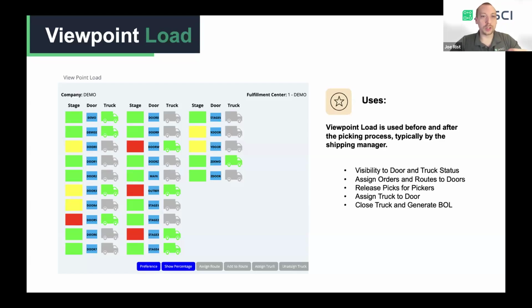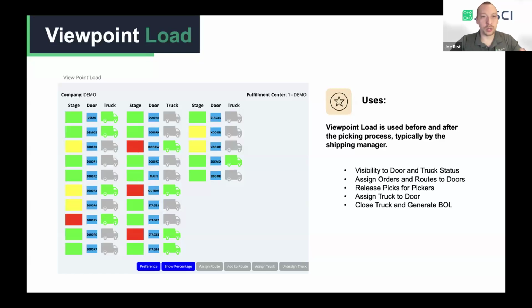We'll also blink those squares on the screen if they are aging. So you can set a certain amount of time. Maybe it's a few hours, maybe it's a day after you've assigned orders to a route, you can have it start blinking on this viewpoint load screen, and that's going to let you know that it's aging past the certain amount of hours that you set. So it's a good visual cue.